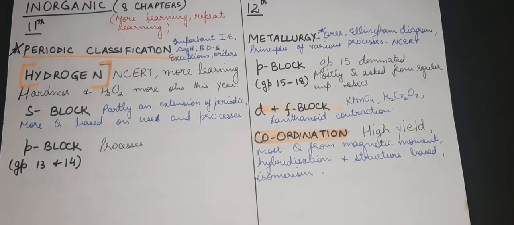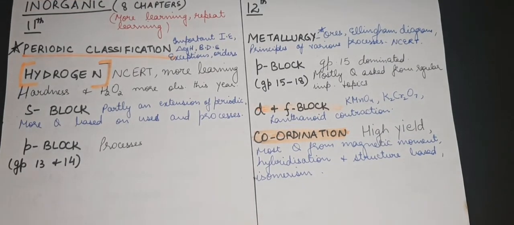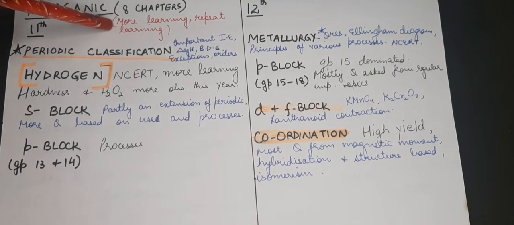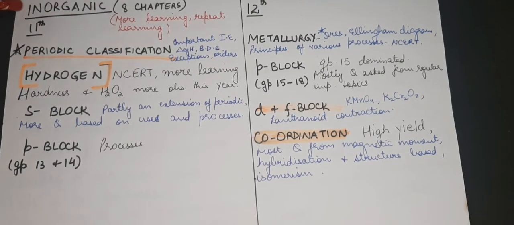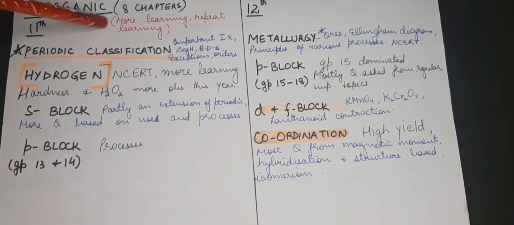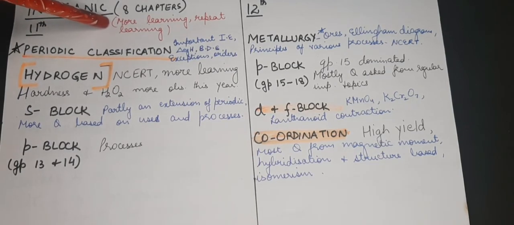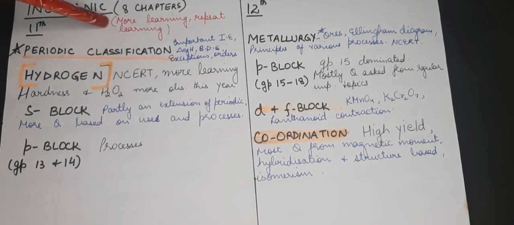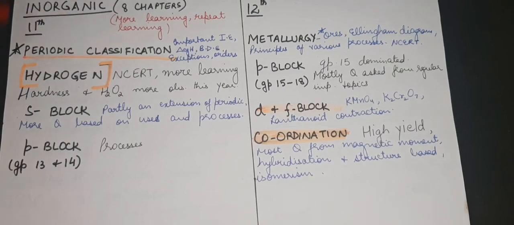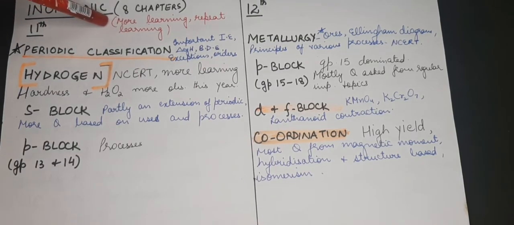Now let us work on the requirements for inorganic chemistry. For inorganic chemistry, you need more of learning as well as repeat learning. Why do I say repeat learning? Because this is more of fact based, learning based. Of course there's a lot of logic also, but there are a lot of facts. So you would need repeat learning. You can give it one learning in the beginning, and then must revise the highlighted points in the last 2 days, so that you remember the facts.